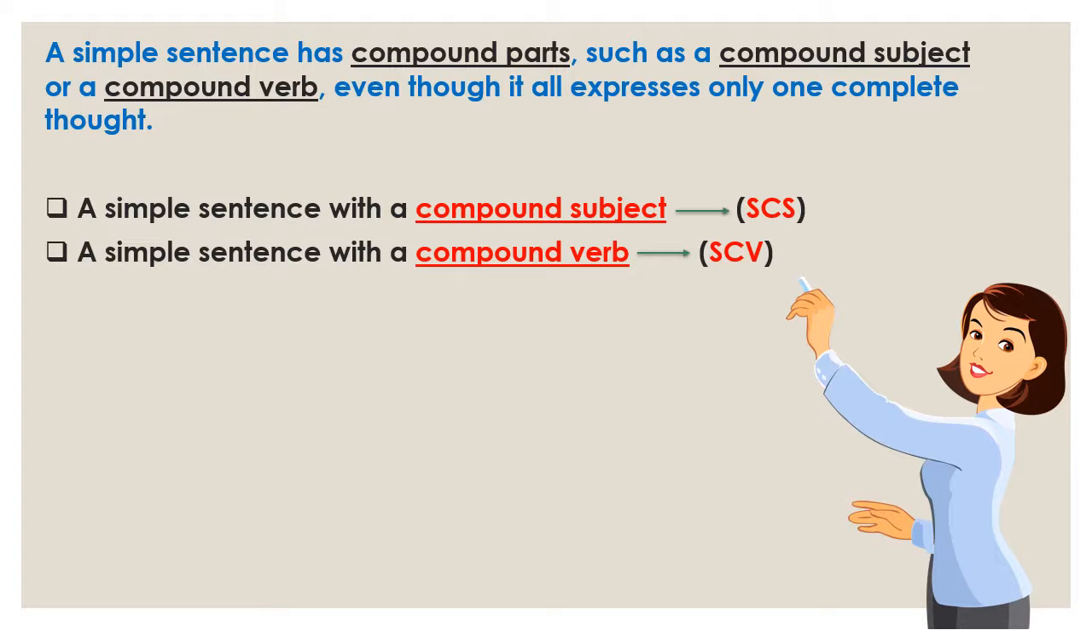SCV. S means simple sentence. CV means compound verb. CS means compound subject. So you see, it's just the first letter of the word. S means simple sentence. CS is compound subject. CV is compound verb. It's very easy, and I already taught you these abbreviations before during school time, okay? Now I'm going to give you some examples.